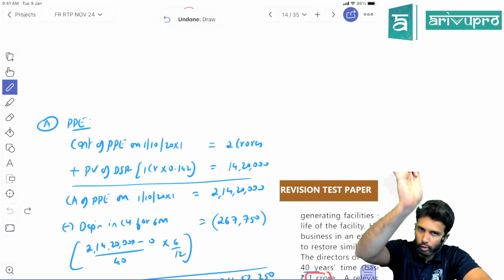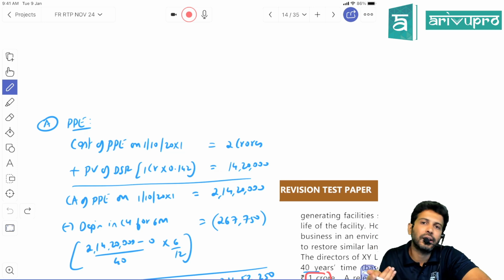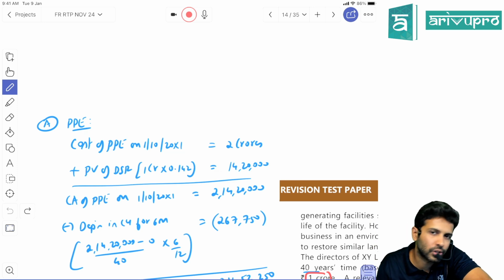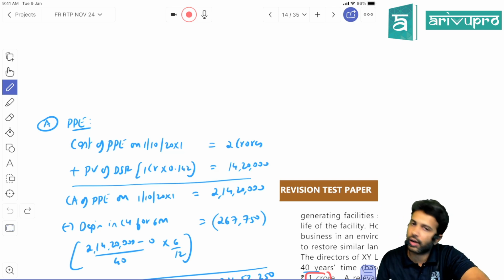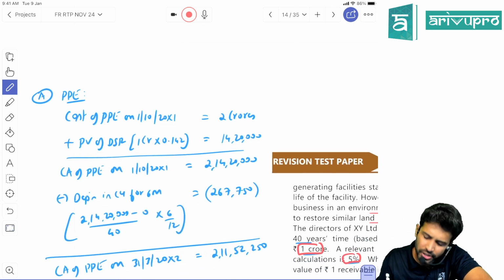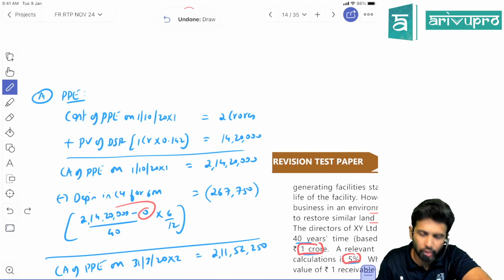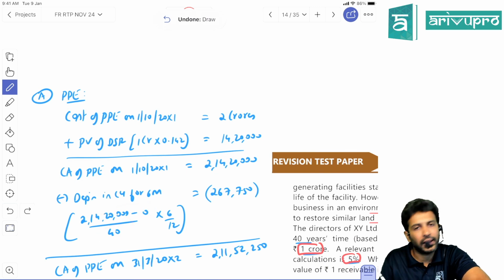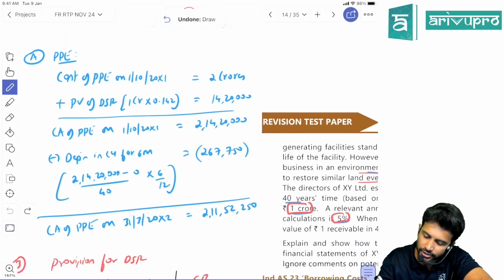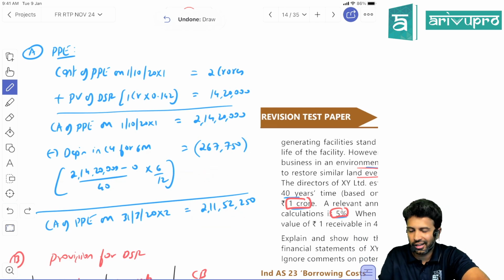Asset is available for use on 1st October and year is ending on 31st March. So in the current year, we have used the asset only for 6 months and the life is 40 years. So how do you calculate depreciation? Carrying amount, which is this, minus residual value, not given, so 0, divided by life, which is 40 years, into current year's 6 months depreciation, you will get depreciation. Yes. So carrying amount of PPE for the year end will be this much.